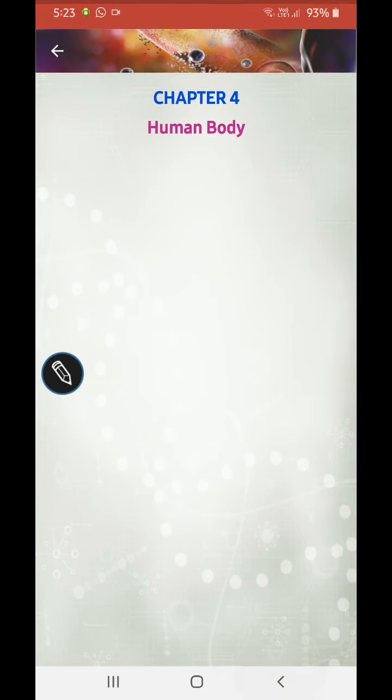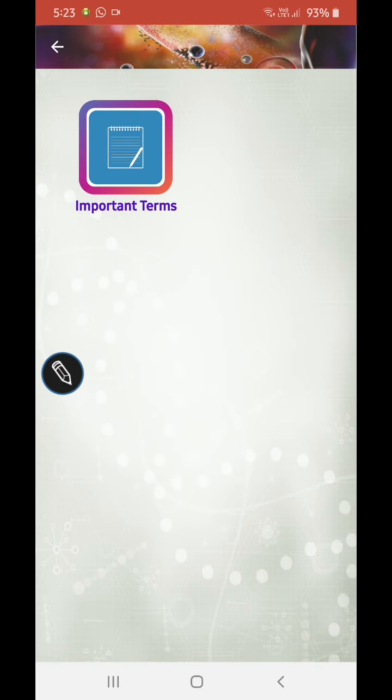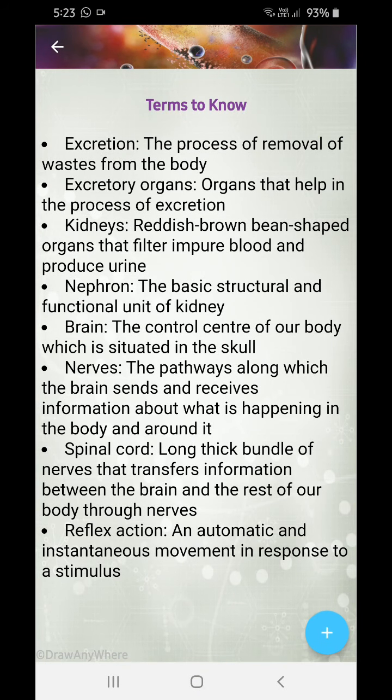Next, we are going to learn some terms. Excretion, the process of removal of waste from the body, you all already know. Excretory organs, the organs that help in the process of excretion. Kidneys, reddish brown bean-shaped organs that filter impure blood and produce urine. Okay, so they are bean-shaped organs that filter impure blood and produce urine.